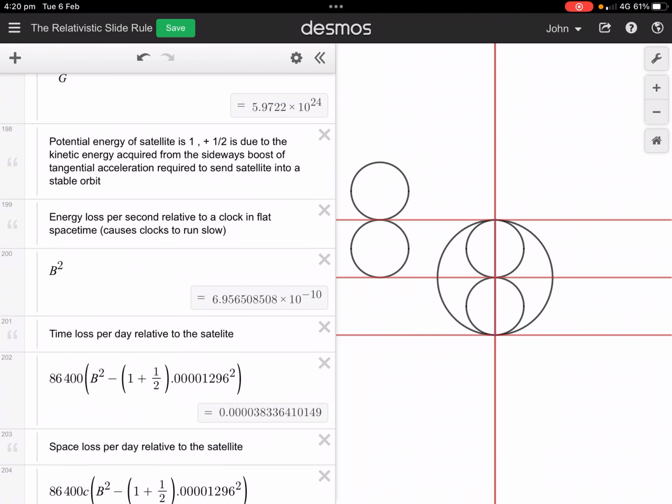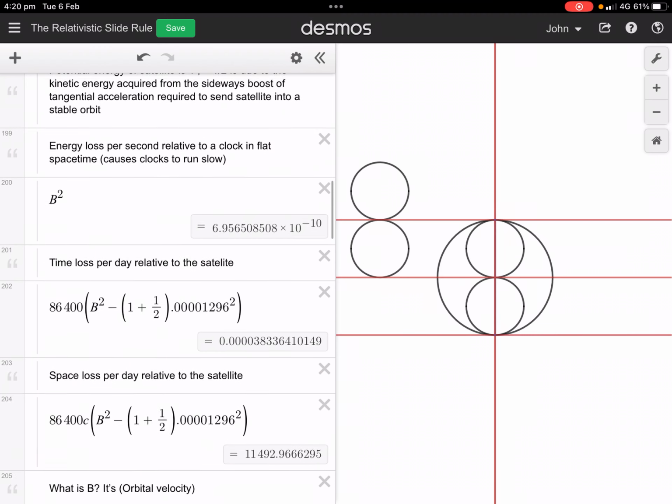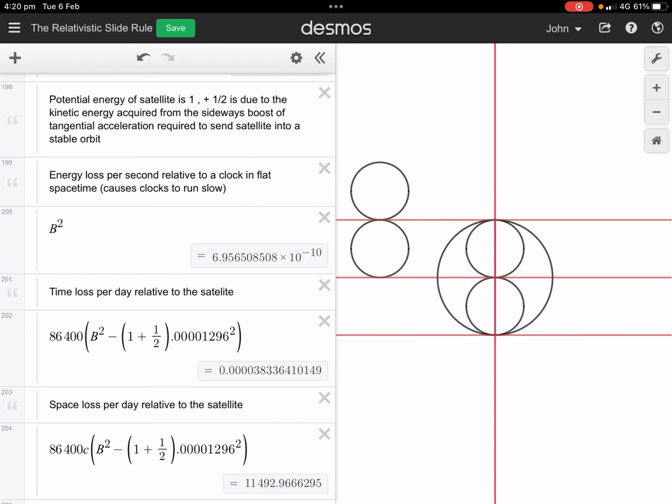Okay, so what's the difference in the speed that clocks are running on Earth compared to the speed that they're running on the satellite? Well, first of all, the energy loss per second relative to a clock in flat space-time causes clocks to run slow. So in this case on Earth, compared to flat space-time, b squared gives you the energy loss per second, which makes the clock run slow by that amount per second relative to the flat space-time clock.